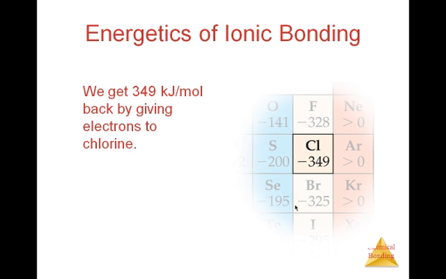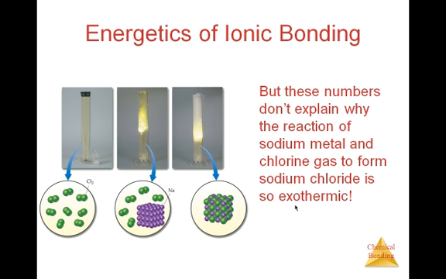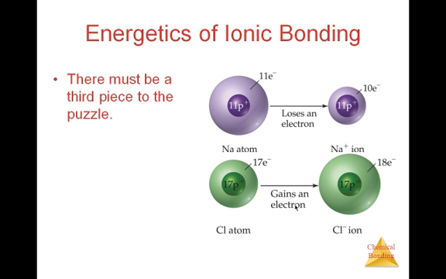But when you add up the energy, the net energy for losing an electron from sodium and gaining an electron for chlorine is not actually exothermic, not in the way that we see it when we actually combine gaseous chlorine and sodium together. It's extraordinarily exothermic, but those numbers don't really explain why. So there's a third piece to the puzzle, which is called lattice energy.